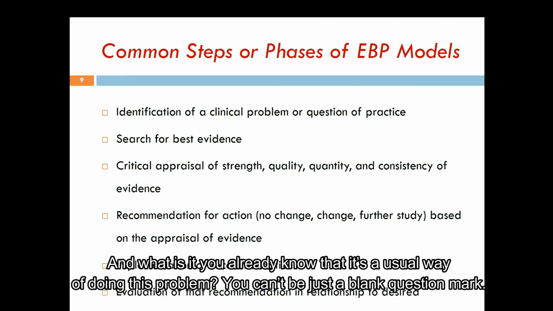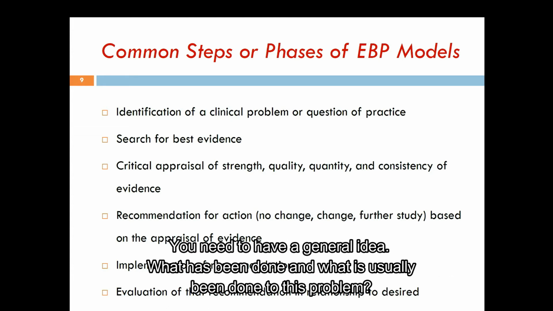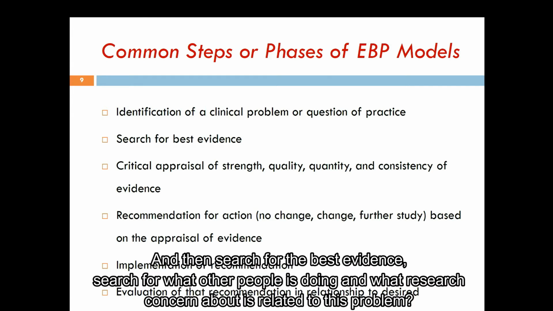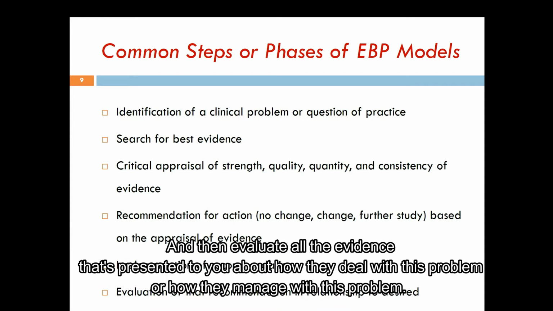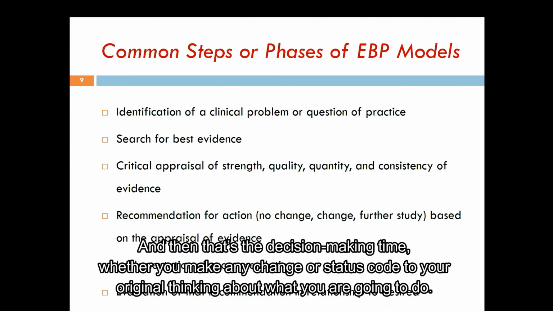Okay, you can't be just a blank question mark. You need to have a general idea of what has been done and what is usually being done about this problem. Okay, and then search for the best evidence. Search for what other people are doing and what research is related to this problem. And then evaluating all the evidence that's presented to you about how they deal with this problem or manage this problem. And then that's the decision-making time, whether you make any change or keep the status quo to your original thinking about what you are going to do.